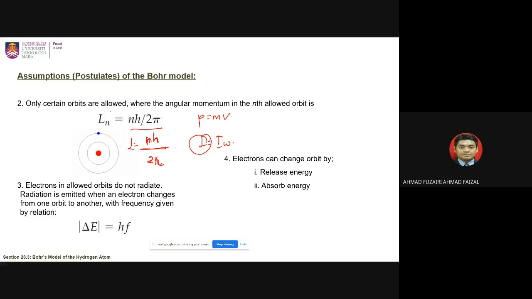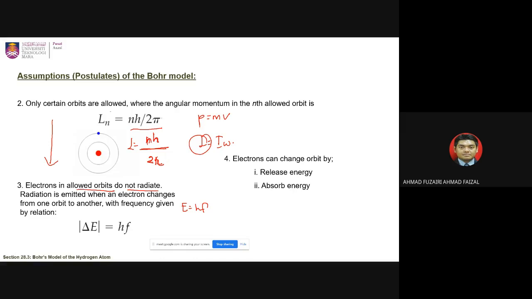And number three, the electrons in allowed orbits do not radiate, meaning they do not give off energy. The radiation is emitted when an electron changes from one orbit to another with the frequency given by the relation E equals hf. So what does it mean? An electron is allowed in an allowed orbit. Allowed orbit means that the electron is allowed to move inside that orbit, but it will not radiate.